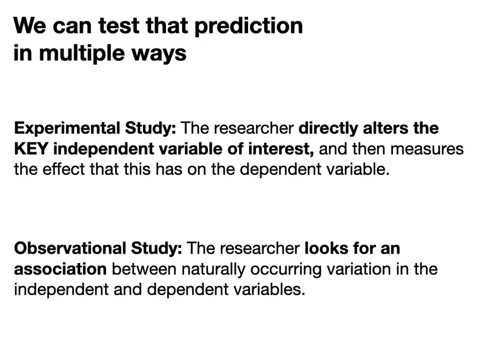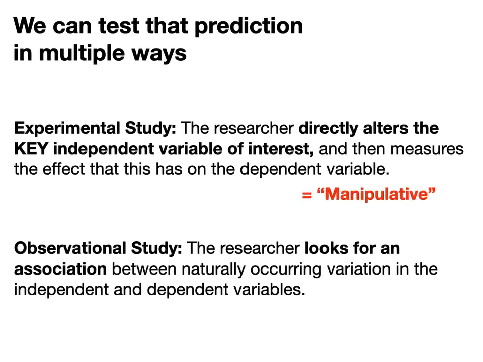Okay, we can test that prediction in multiple ways. We could design an experimental study, and that's where the researcher directly alters the key independent variable of interest and then measures the effect that this has on the dependent variable. Alternatively, we could design an observational study, and that's where we look for an association between naturally occurring variation in the independent and dependent variables. So I'm going to walk you through how each of these two major types of studies could be done for our hypothesis in the next few slides.